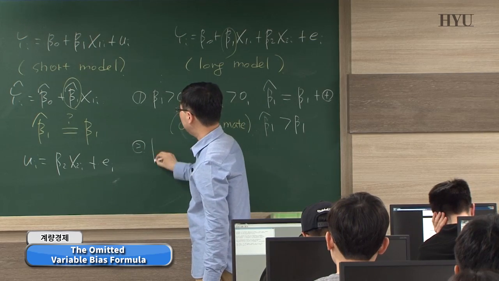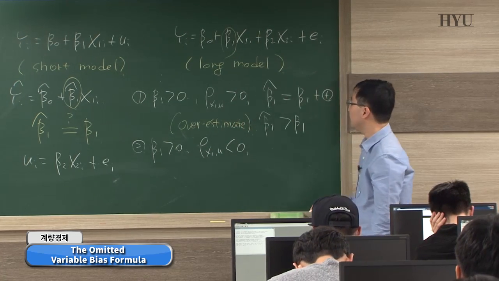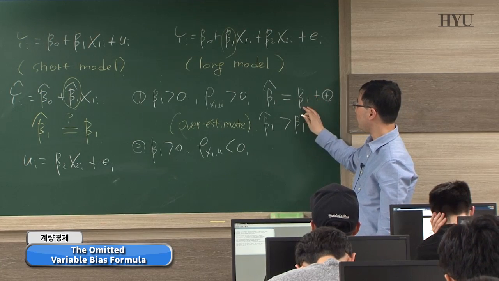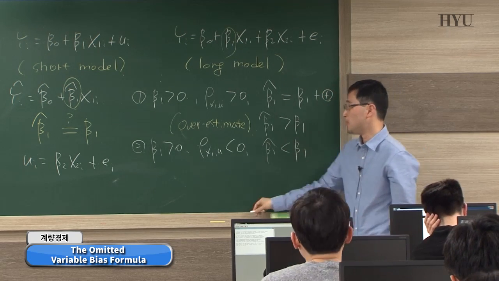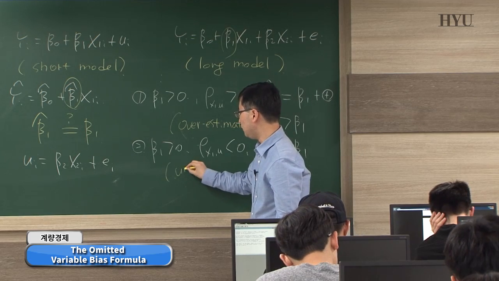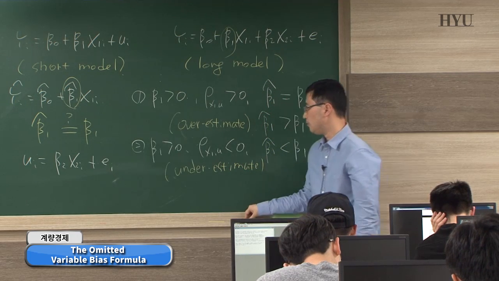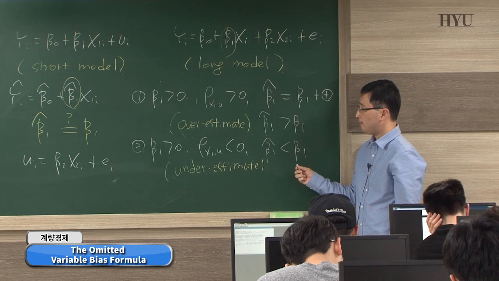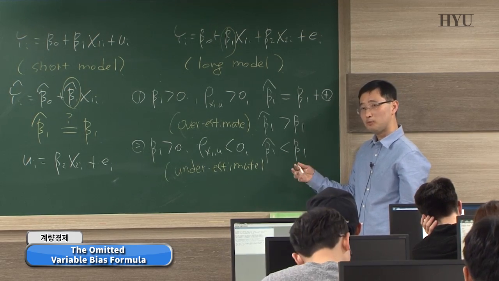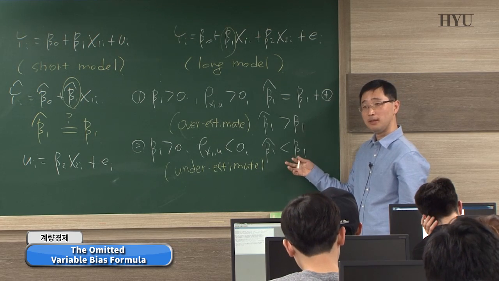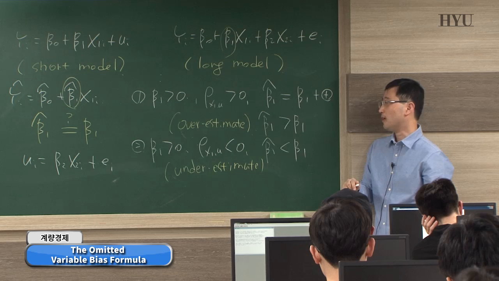Second case is beta 1 is positive, and then correlation is negative. Then beta 1 hat becomes closer to true effect plus something negative. So your estimate becomes smaller than the true effect, and we say that we tend to underestimate our true effect. So this is the case for the first example, the job training. X1 is the job training program, the dummy variable. X2 is the productivity. And in that case, the bias was negative. So that's why we underestimate the effect.